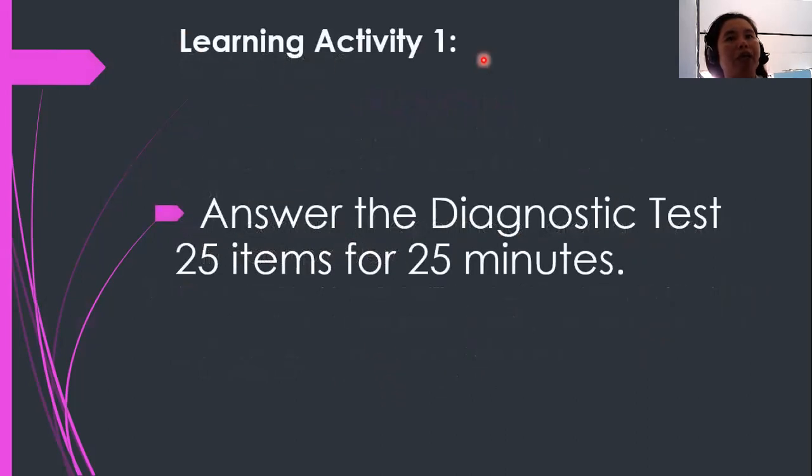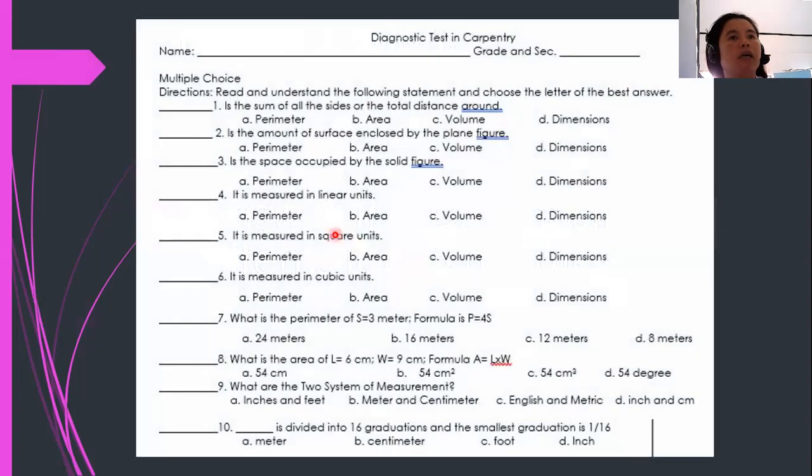So for learning activity 1, you must answer the diagnostic test, 25 items for 25 minutes. So this is the diagnostic test in carpentry. The type of test is multiple choice. For the directions, read and understand the following statements and choose the letter of the best answer.